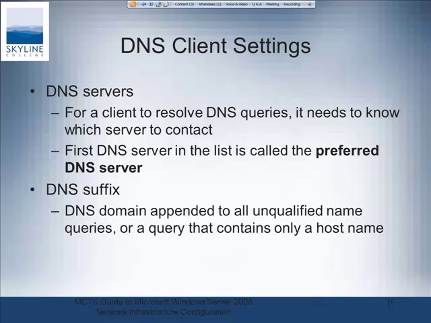DNS queries need to know which server to contact. The first DNS server in the list is called a preferred DNS server. You can have more than one. And what that means is if the first one isn't working, the second one will try. So it goes down the list to try to resolve these things. That's why in the lab they're going to have you put in some forwarders. A forwarder says to the DNS server, send it to somebody else to ask the question.